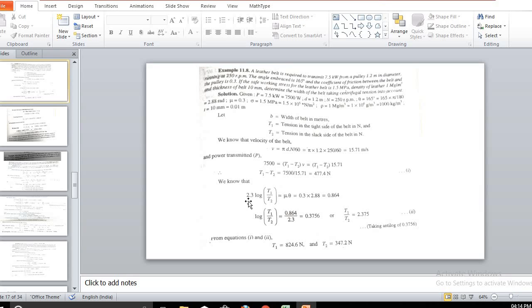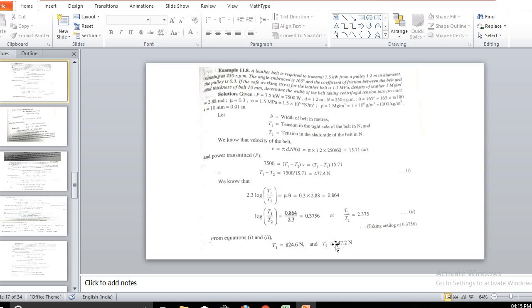Now we have another relation between T1 and T2: 2.3 log T1 by T2 is equal to mu theta. So we put the mu value 0.3 and the theta value 2.88 calculated here, and we get another relation for T1 and T2, T1 by T2 is equal to this much. By simplifying these two equations, we will find that T1 is equal to this much, T2 is equal to this much.